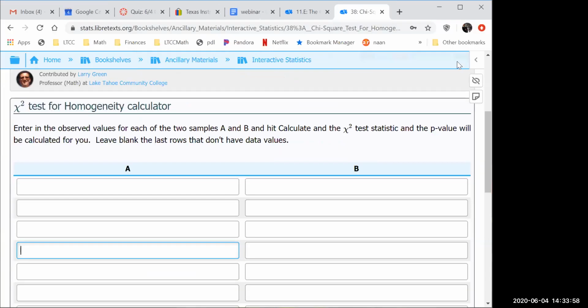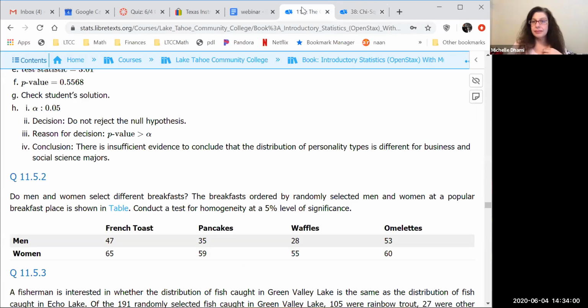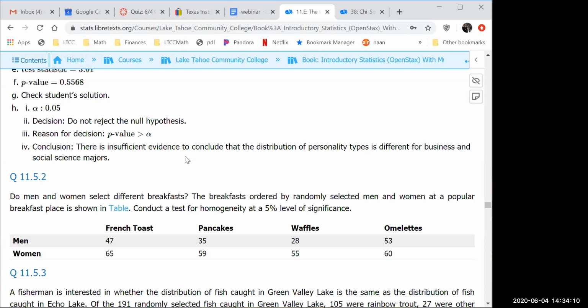4.0125 is what you got? Yes. Okay, cool. So that's in every other, right? That's just like 47, 65, 35, 59. You see? It's just like pairing each one.